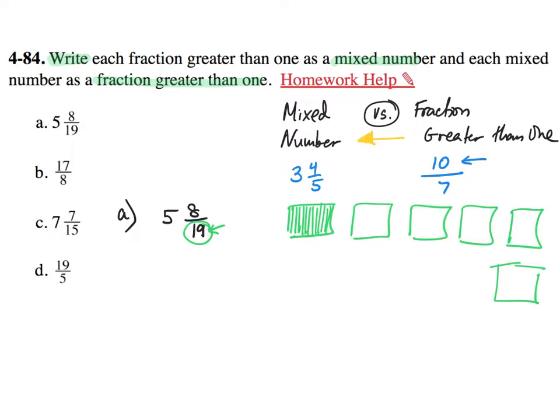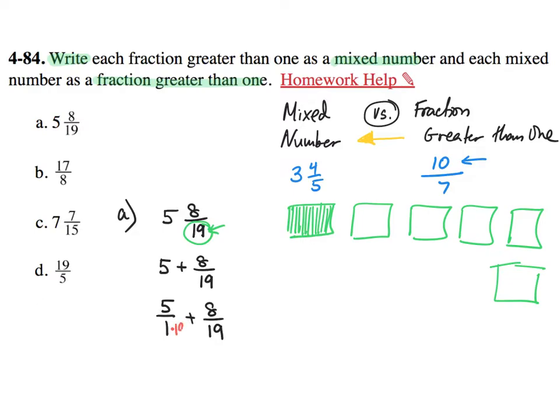So the other way, I'm going to represent 5 and 8/19 with 5 plus 8/19. That's what mixed numbers are. And then 5 will be 5/1. So I'm going to add using common denominators, or the giant one. So we need the 19.